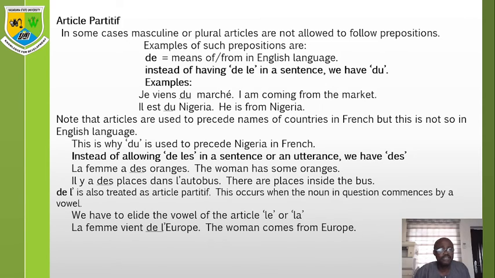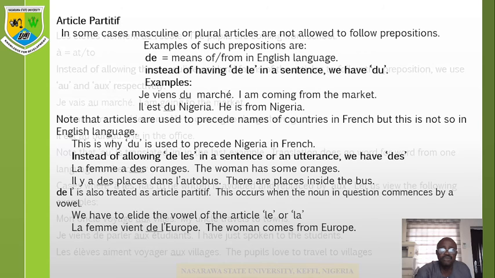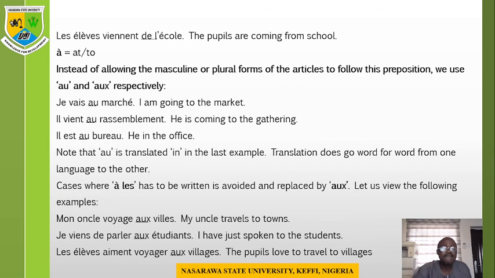De l' is also treated as an article partitive. This occurs when the noun in question commences with a vowel. We have to highlight the vowel of the article, le or la. La femme vient de l'Europe. The woman comes from Europe. Les élèves viennent de l'école. The pupils are coming from school.